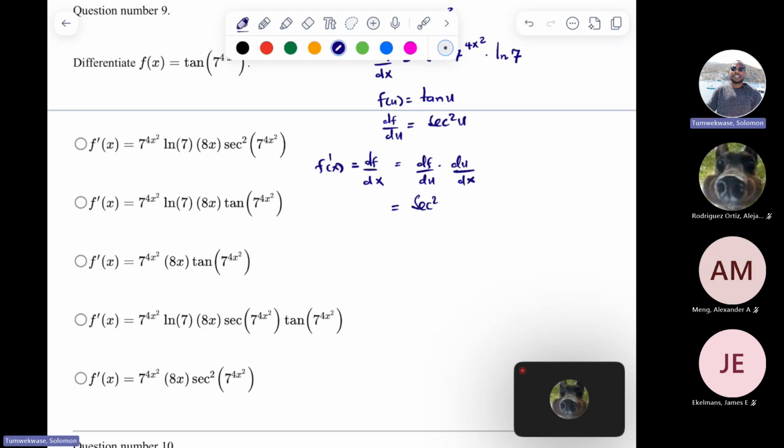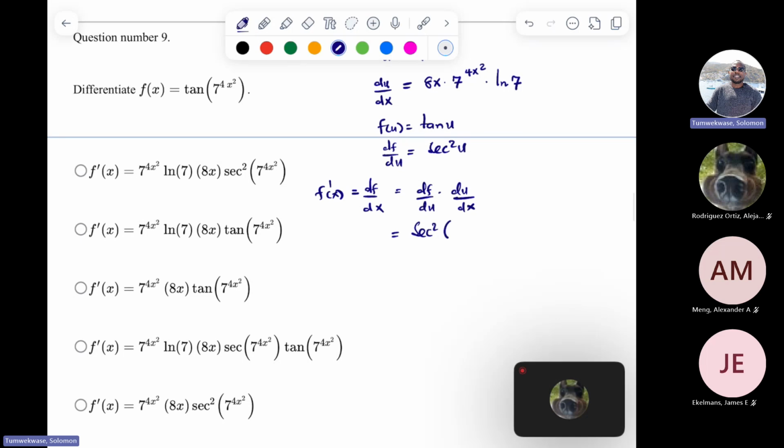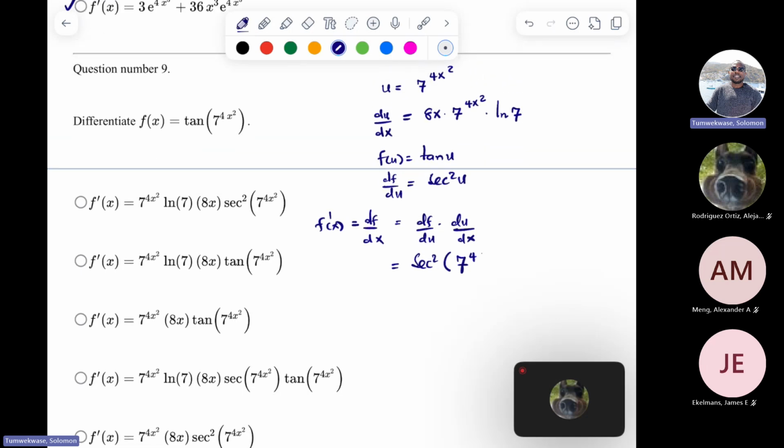My df du, that is sec squared u, but we know what u actually is. So u is the same as 7 to the 4x squared, then times du dx, which is the same as 8x times 7 to the 4x squared, then times natural log of 7, right? Maybe just for context, remember this is an angle, but these guys are not angled. So these guys here cannot multiply with this. They are just multiplying with the whole of that function, right? So which one of those? Maybe this one here. Maybe this looks familiar, okay?